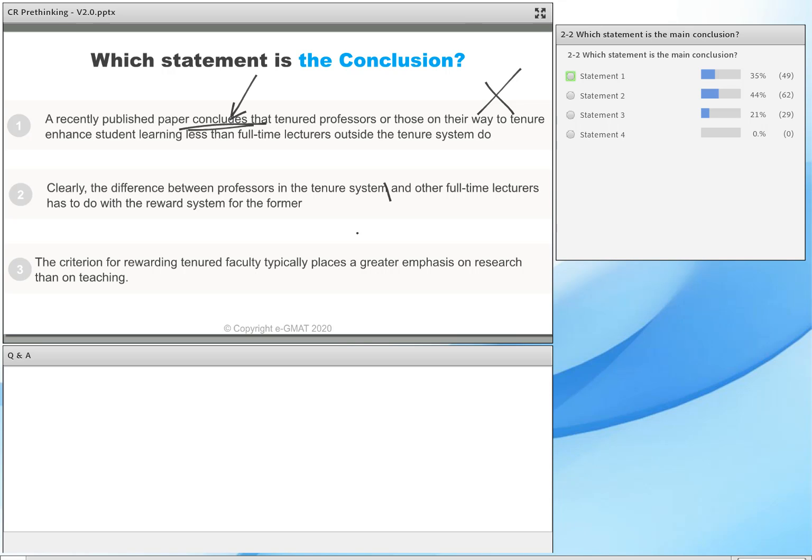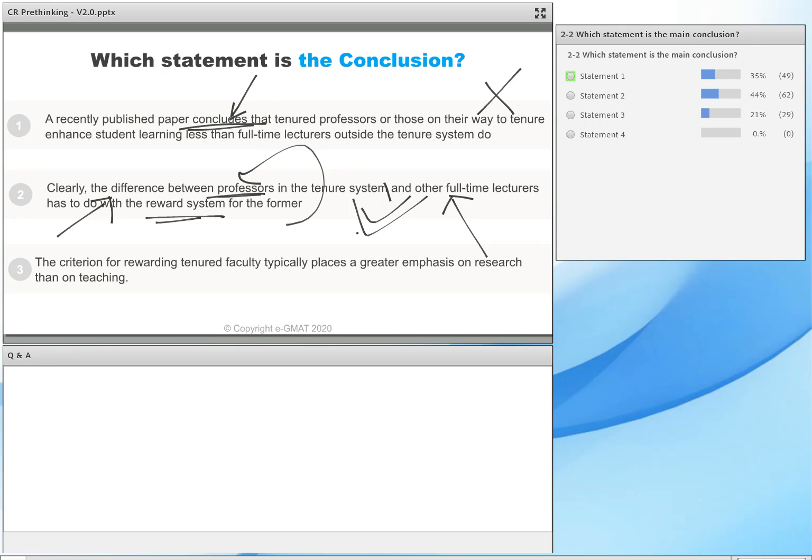No, this is not. The correct answer is statement 2, which about 44% of you have chosen. Statement 2 is the main conclusion. This is what the author wants you to believe from this argument. He says the reason why professors don't do such a great job is because of the reward system that they have over here. And the reason statement 3 is over here is to make statement 2 more believable. So statement 2 is a premise or a supporting statement for my main conclusion. Statement 3 is written to make statement 2 more believable. Hence, it cannot be the main conclusion. Why? Because this is what the author wants you to get out of it.